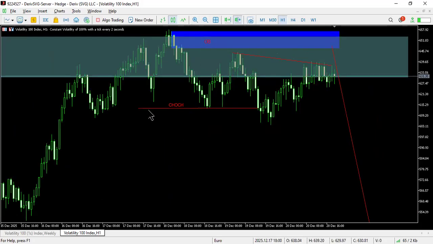On 1S, you can see there's been a change of character. Whenever a change of character happens, price will always go and tap into the order block which caused this change of character. Therefore, I'm waiting for a mitigation of this order block. So I'm waiting to see at this order block my reversal candlestick patterns.